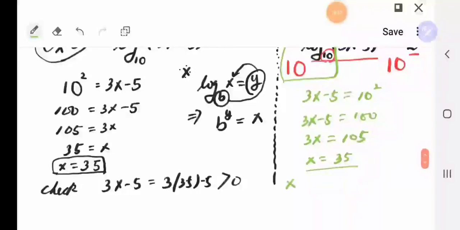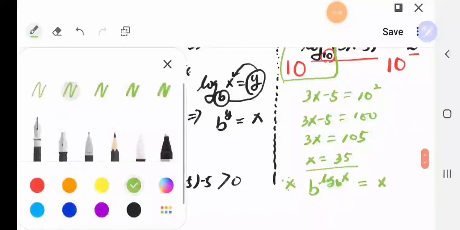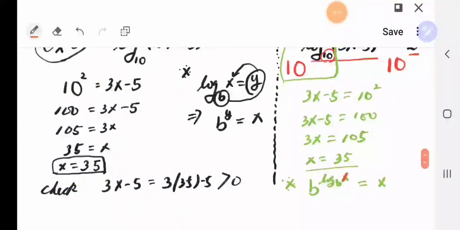So the property that we use is this. Here is base b, and the exponent is logarithm base b of x. Then this is equal to x. Then the answer will be just x.